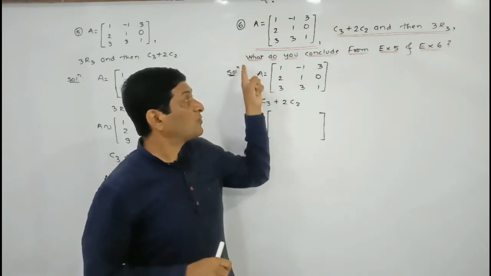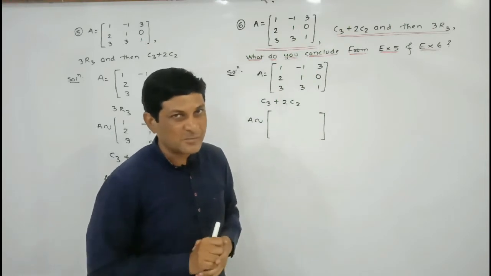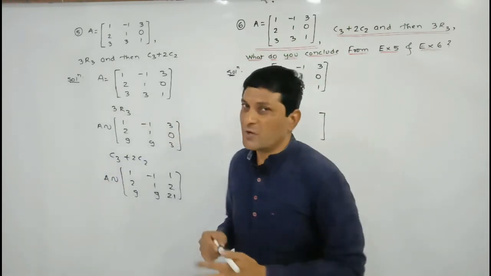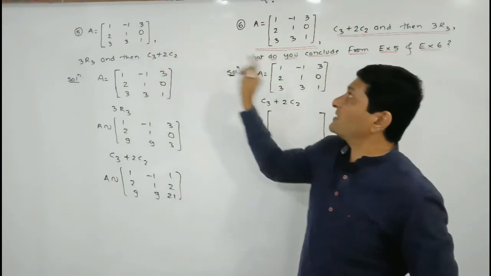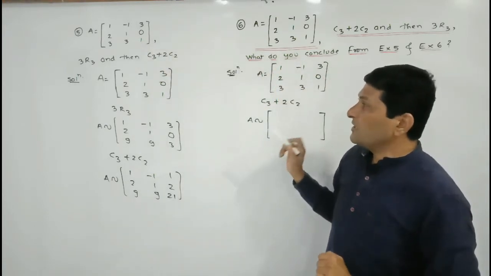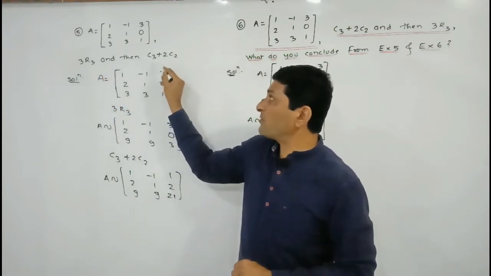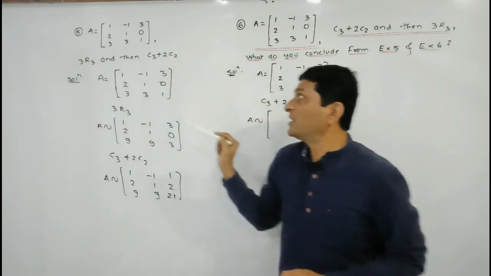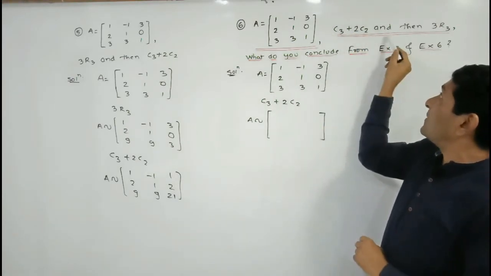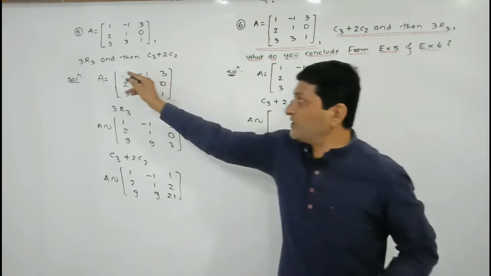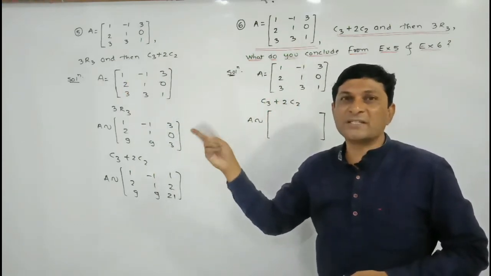And later on, the question is: what do you conclude from example 5 and example number 6? Example 5 we have already solved. If you observe both examples, both matrices are exactly the same. Only here we perform 3R3 first and then C3 plus 2C2, whereas in the other we first perform C3 plus 2C2 and then 3R3. Means the matrices are the same, only the operations are interchanged.